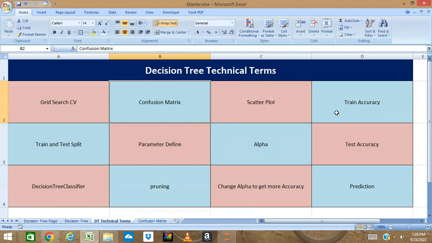Scatter plot, train accuracy, train and test split data, parameters, alpha, accuracy, prediction, pairing, decision tree classifier. It is not practically possible to understand all the terms in one video, so let's focus today on the confusion matrix only.